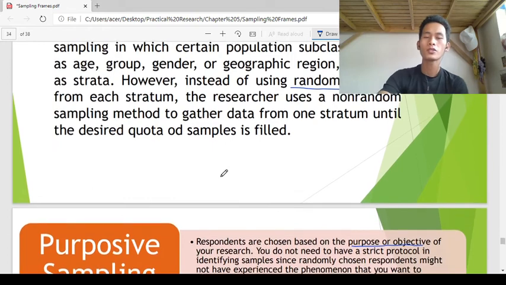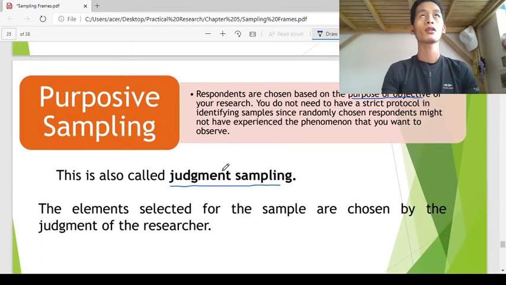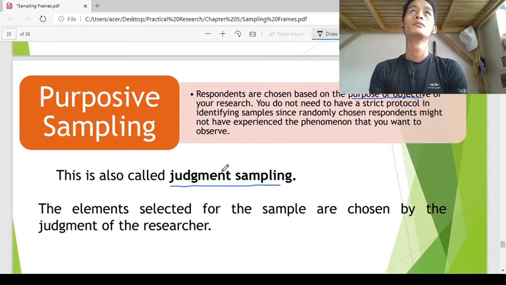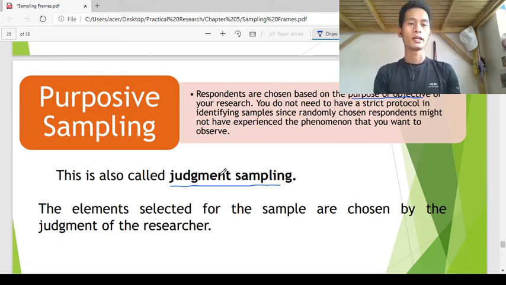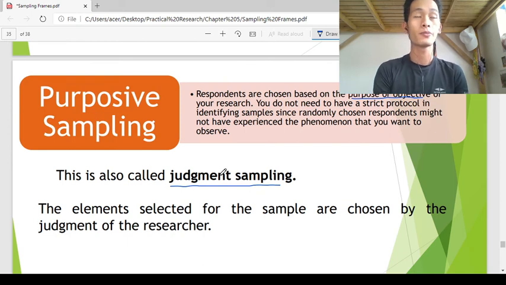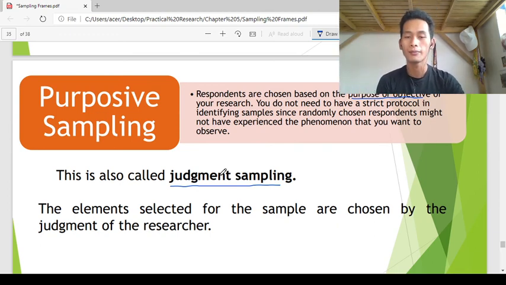No. In purposive sampling, for example, like for example, your respondents are employees, and then employees' compensation has something to do with benefits. By applying purposive sampling, dili ka strict as to identifying randomly chosen respondents. So mangita ka og kanang tao nga mo fit na makahatag sa imong data, di ba? Quality data.